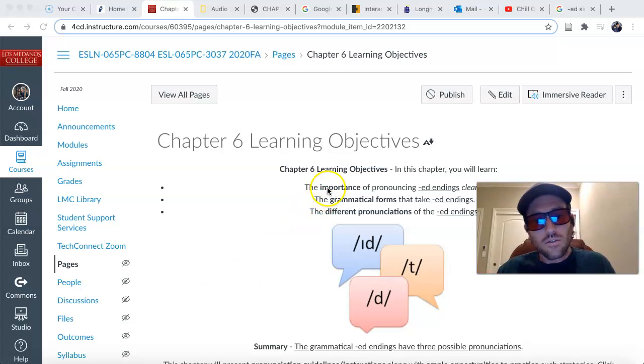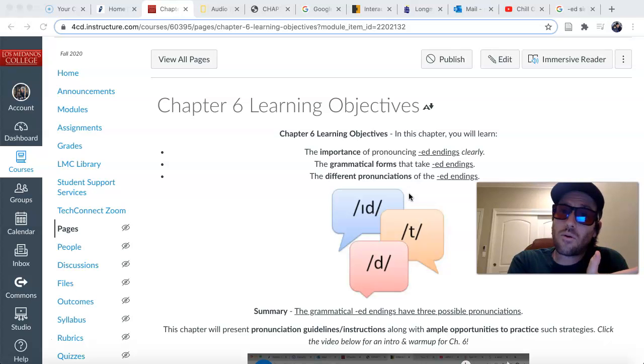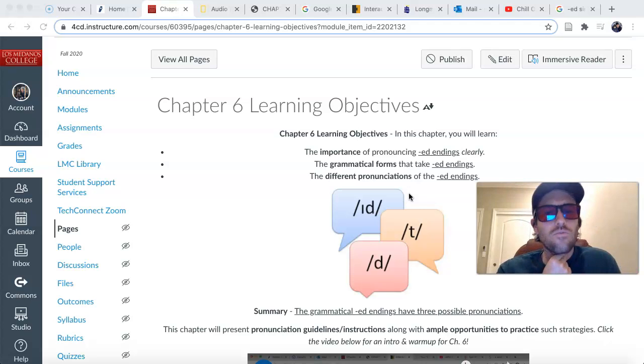So our objectives for chapter 6 are to understand the importance of pronouncing the ED endings clearly with the correct pronunciation. And there are some different ways to do that. We'll talk about that this chapter. The grammatical forms we talked about last class for the final S, what grammatical forms use the ED ending? Can you think of a few?